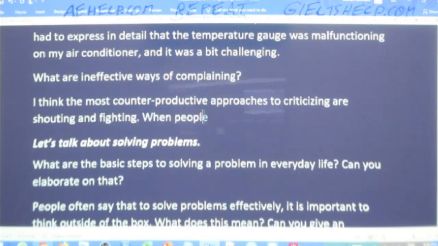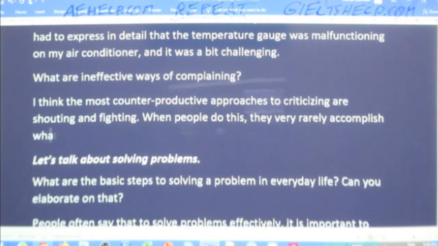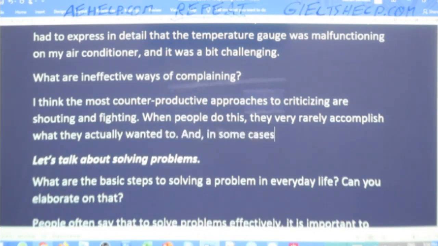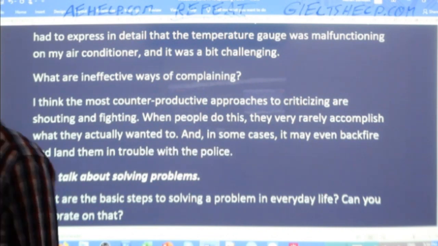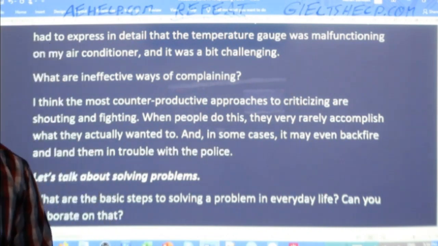When people do this, they very rarely accomplish what they actually wanted to, and in some cases it may even backfire and land them in trouble with the police. All right. So some more vocabulary there for you.